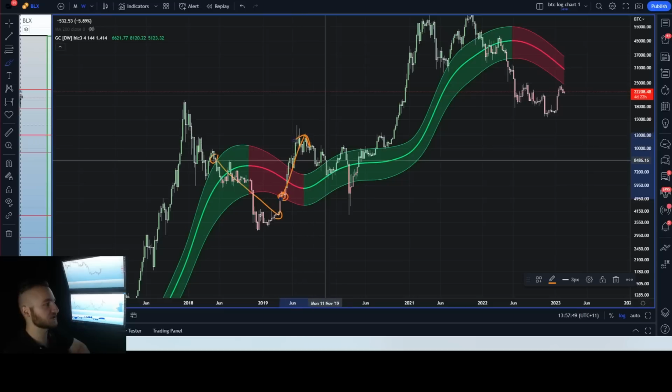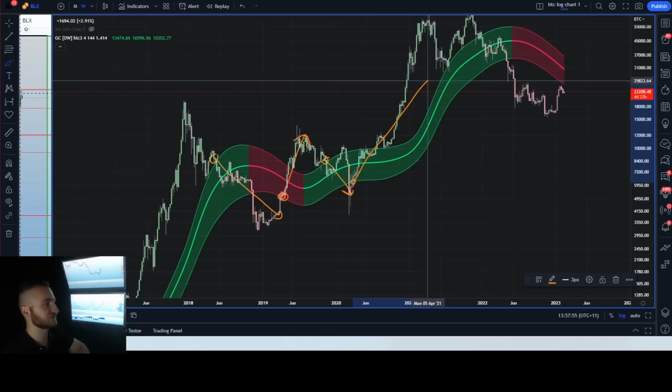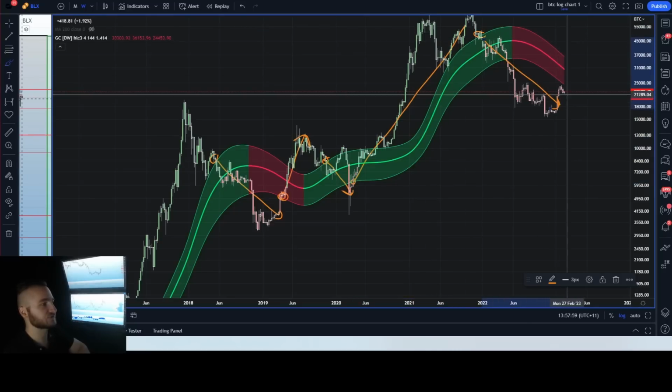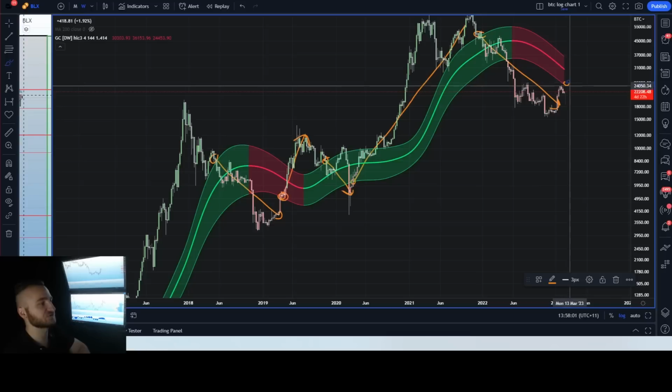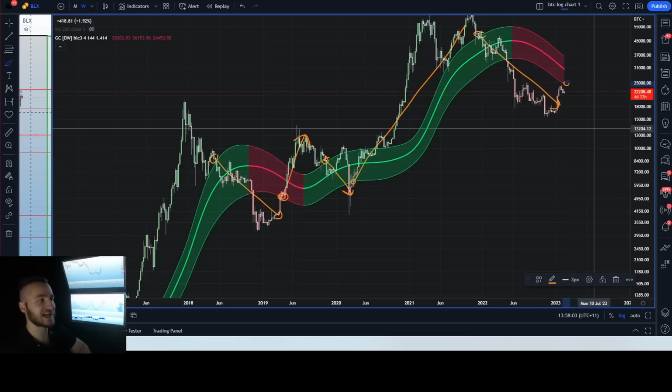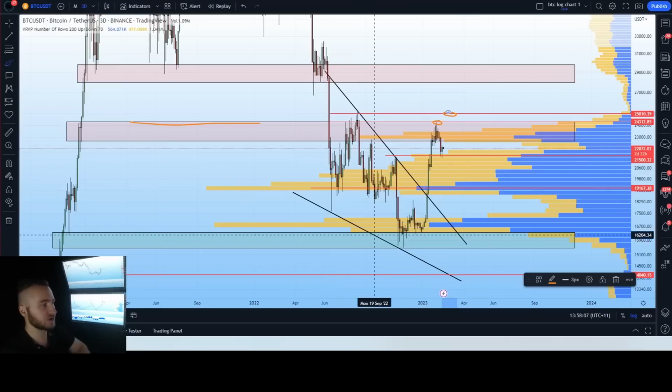The macro uptrend will continue until we break back into the Gaussian channel, where we go into a macro downtrend, and so on and so forth, guys. That occurs that entire way. Macro downtrend starts, and the macro downtrend is still going until we break back into this. Now, we are not technically in a bear market anymore because we have broken out of the bear market reversal structure, which was that falling wedge structure.